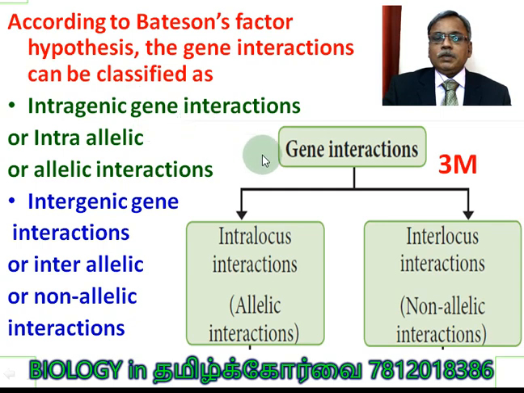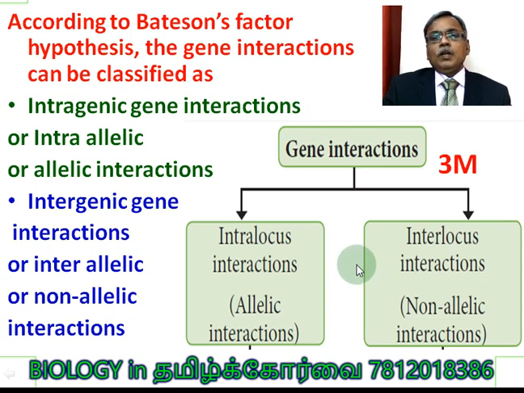intragenic gene interactions. You draw the flowchart of various types of gene interaction; this can be asked in a 3-mark question. So this is the beginning of the flowchart. The flowchart continues. There are two types of gene interaction. One is intragenic gene interaction or intraallelic, between the alleles of the same gene; it is called intragenic gene interaction or intraallelic or allelic interaction. Another type is intergenic gene interaction or interallelic or non-allelic interaction. Non-allelic, they are not alleles.